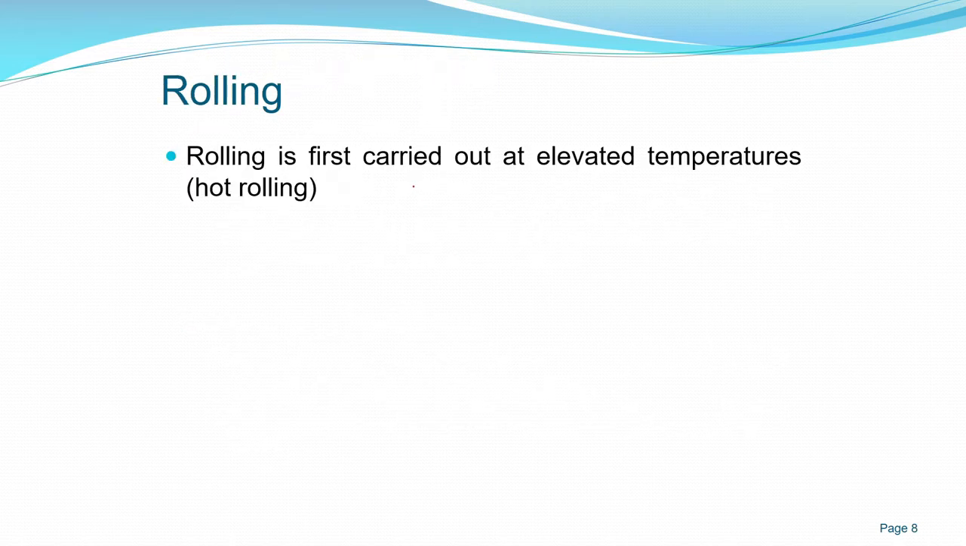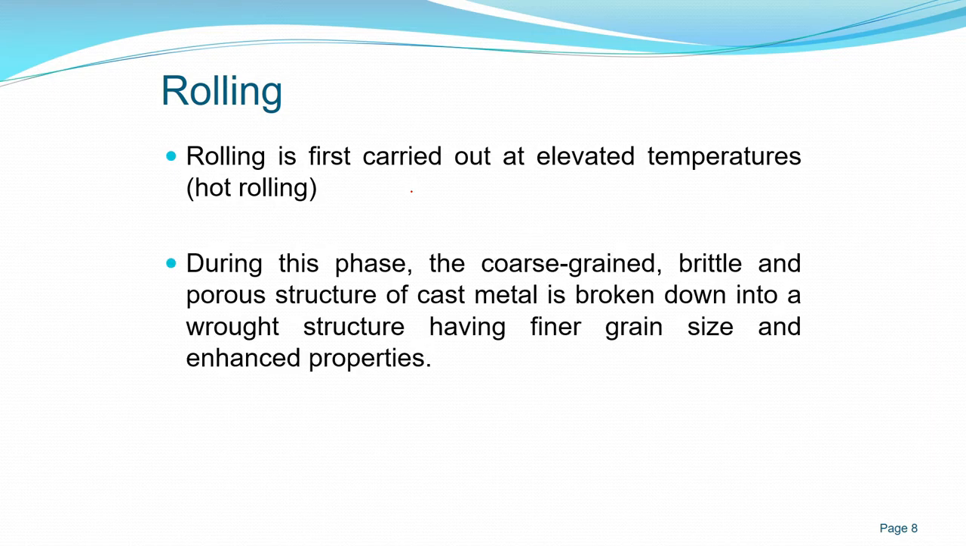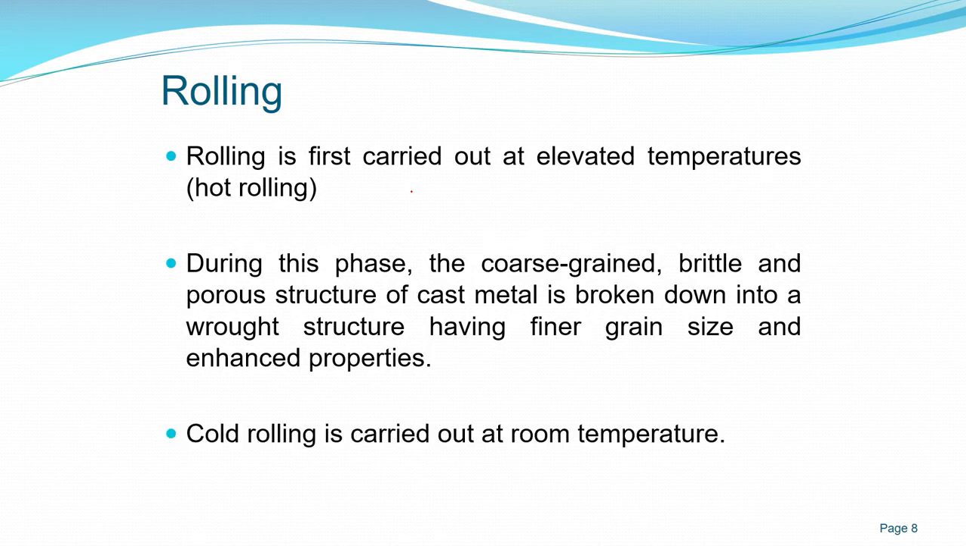Rolling is first carried out at elevated temperature, as I mentioned just now. At elevated temperature the metal is much easier to deform and does not require a higher force to deform plastically to the required dimension. During this phase, the coarse-grained, brittle and porous structure of the cast material is broken down into a wrought structure, having a finer grain size with enhanced properties. Afterwards, we perform cold rolling, which is carried out at room temperature.